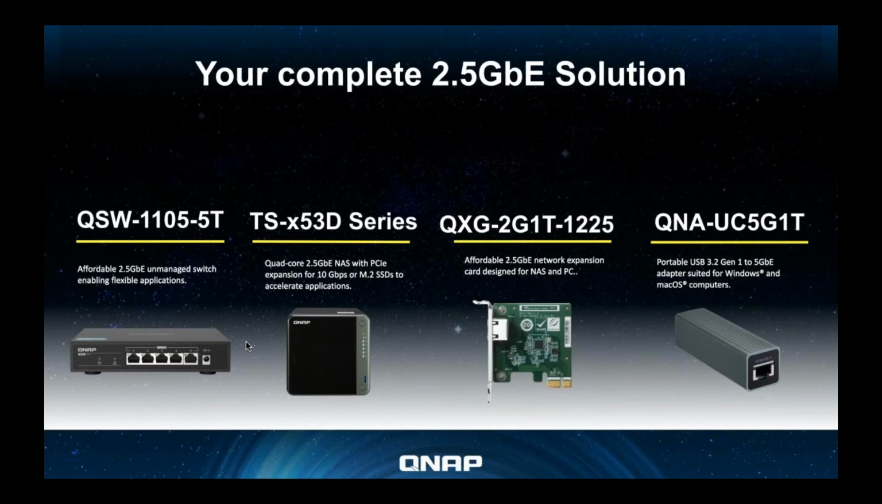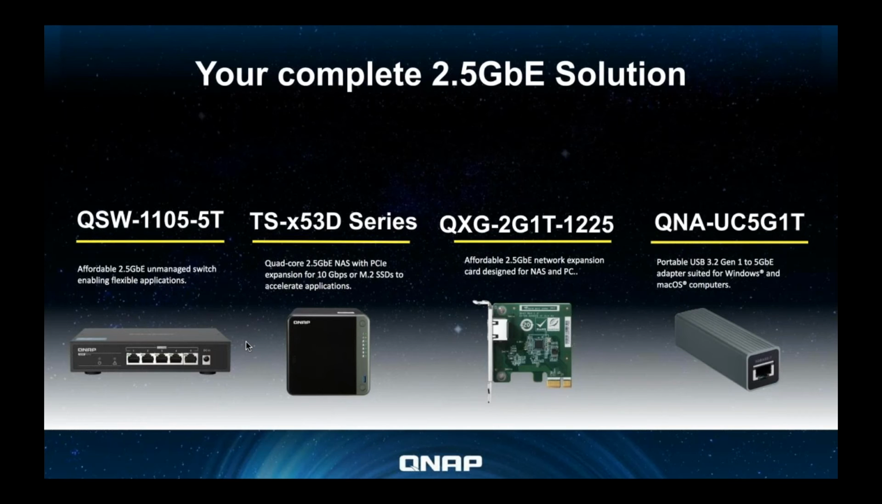Then we have the TS53D series. This comes in 2-bay, 4-bay, or 6-bay models. So I'm running just a 2-bay right now, and it supports not only 2.5 gigabit Ethernet ports, but it also has a PCIe slot, which you could use either for 10 gigabit expansion, or if you wanted, you could put in M.2 SSDs.